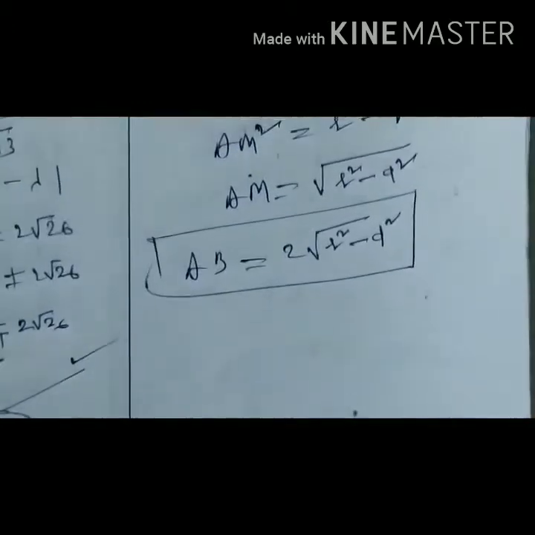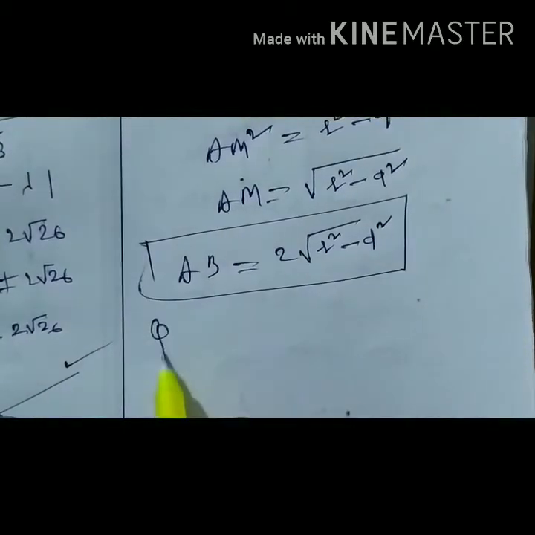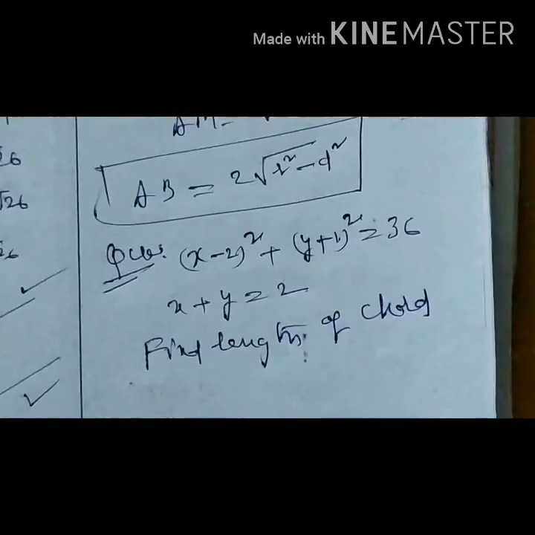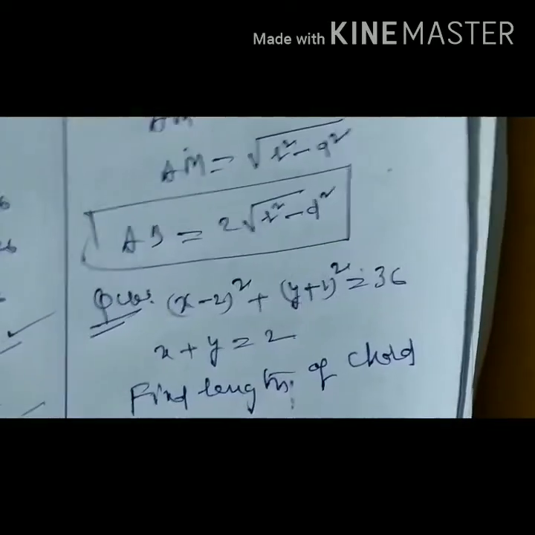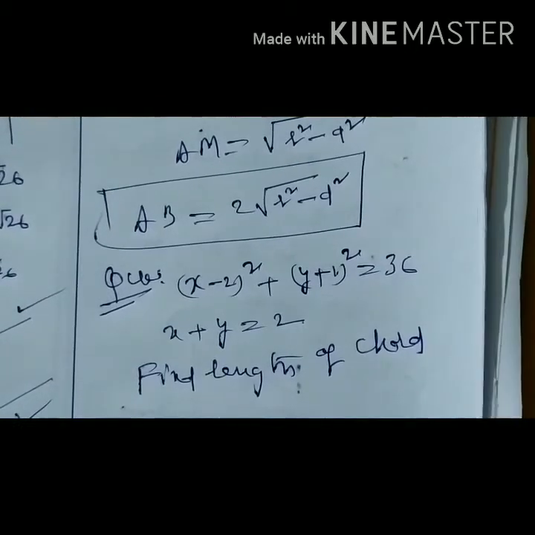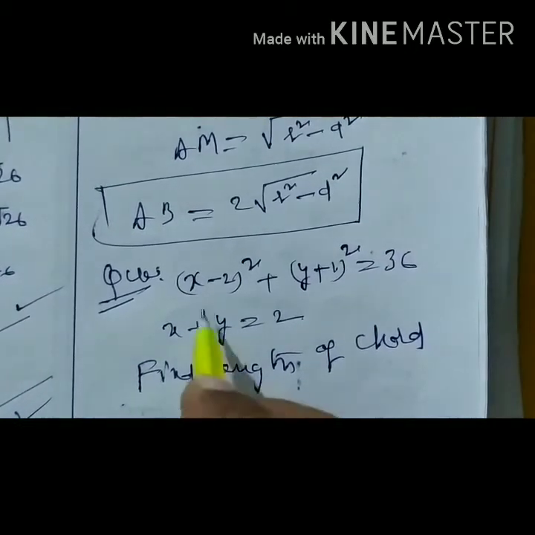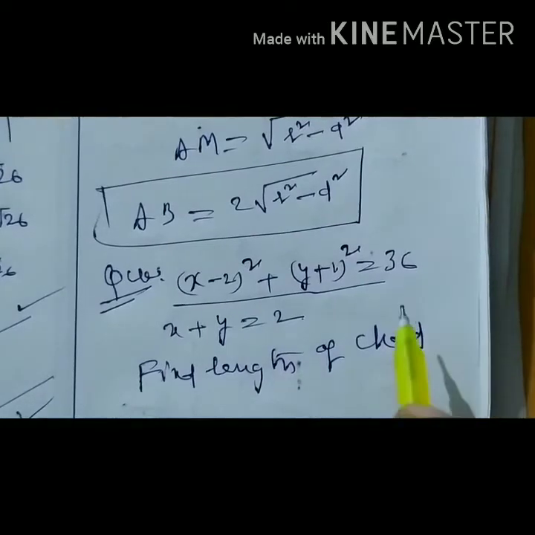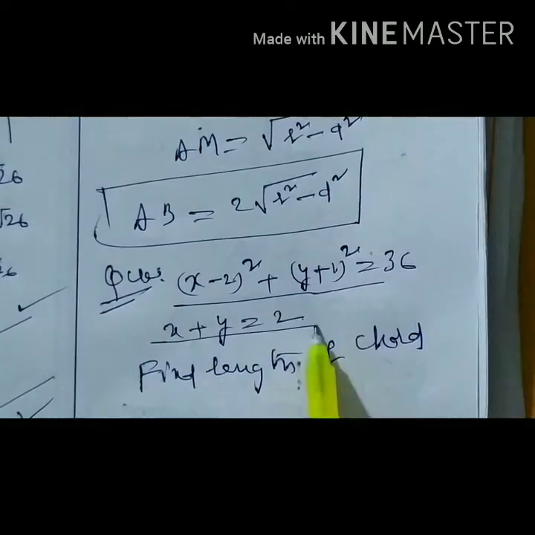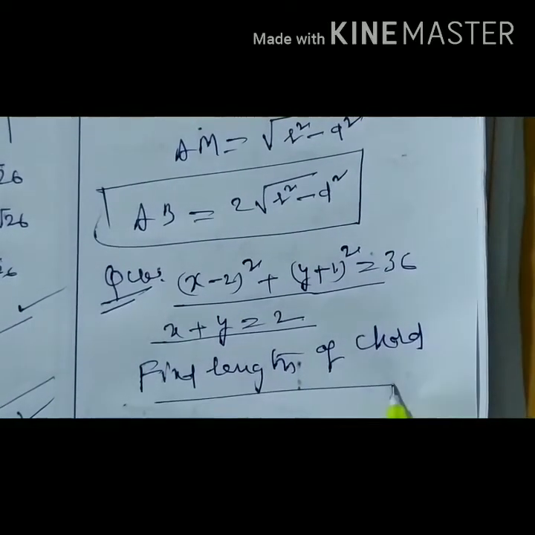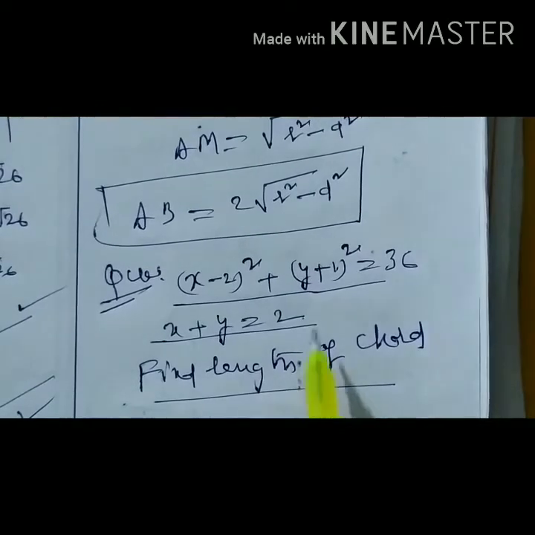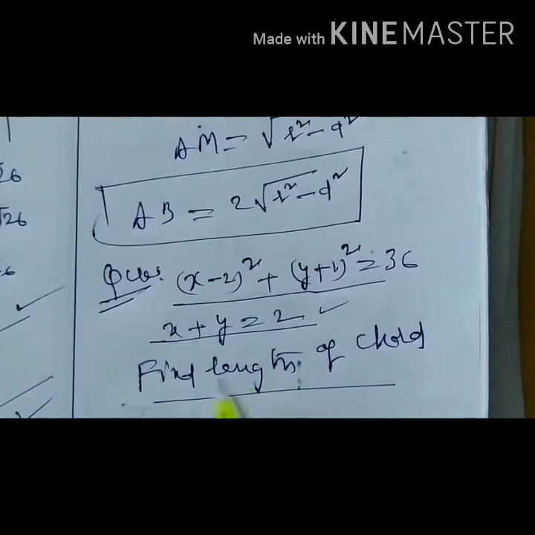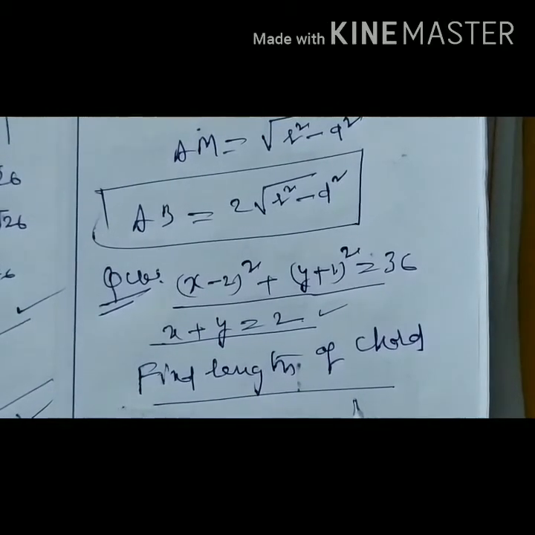Based on this concept, let us do one problem. Suppose (x minus 2) whole square plus (y plus 1) whole square is equal to 36 and x plus y is equal to 2. Find the length of the chord. This equation becomes the chord. Find the length of the chord for this circle.